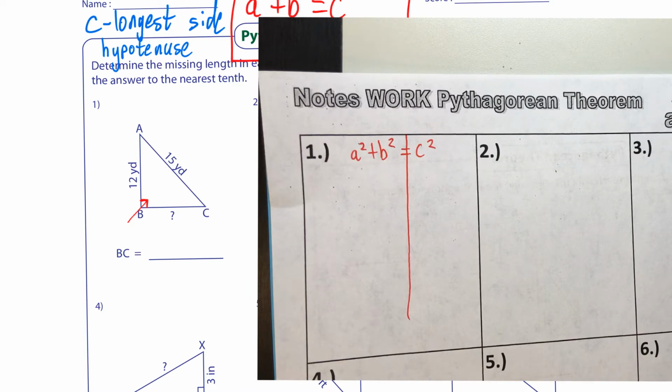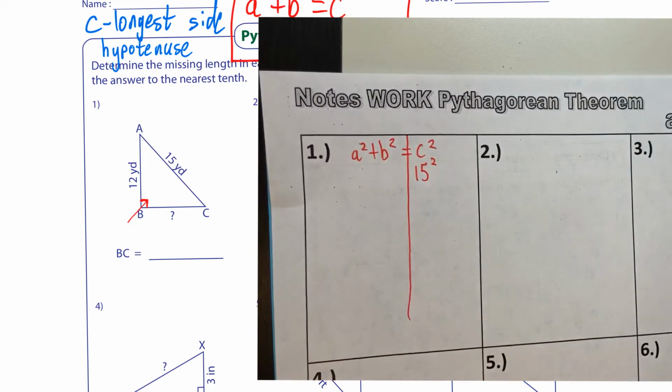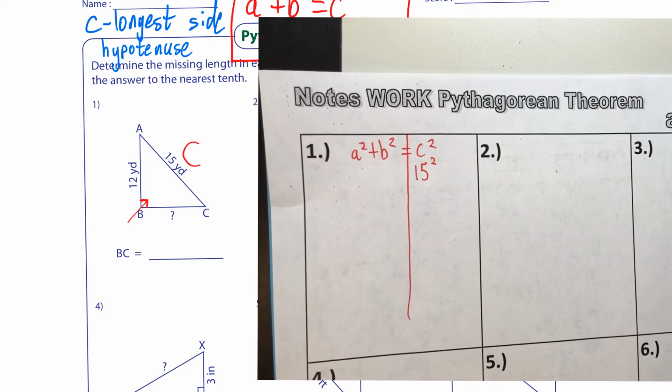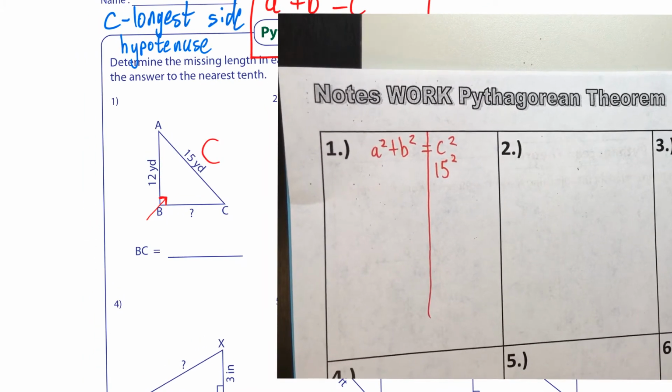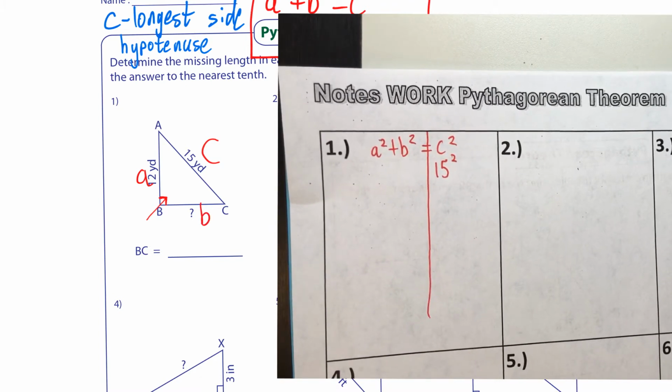Now those three, the 12, the 15, and the one we don't know, which one is the C? 15. The 15 is the C. It's the longest side. It's the hypotenuse. So I know the 15 goes in here for C. So this one is the C value. And then I'm going to say this is the A and this is the B.